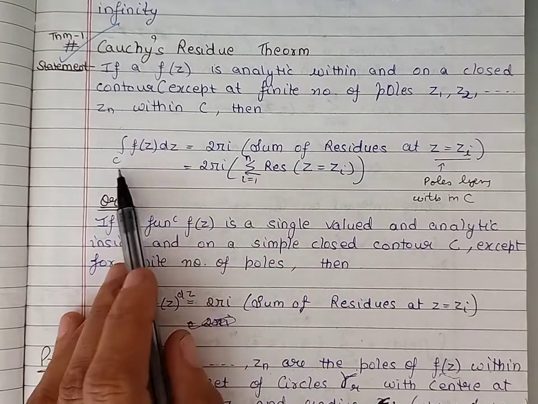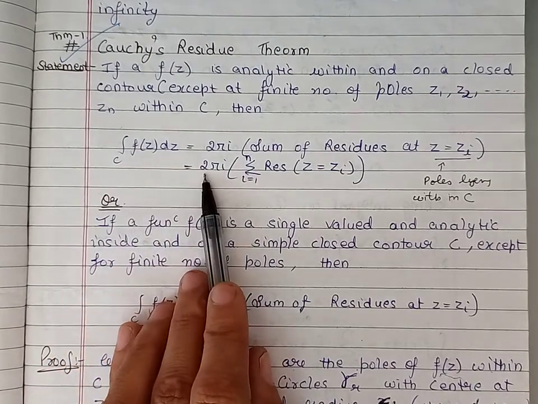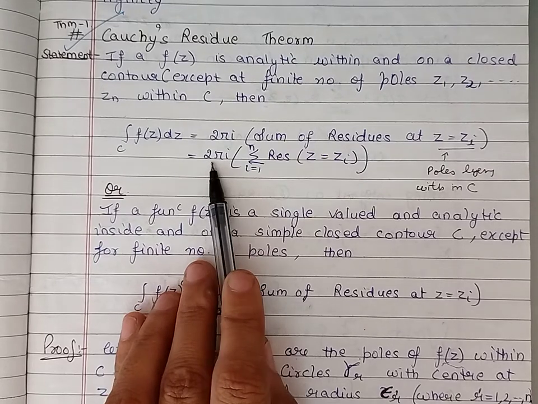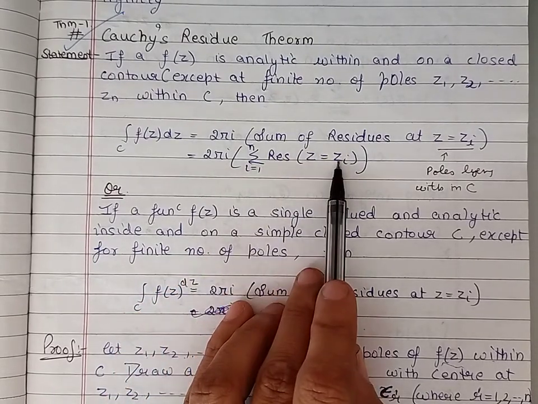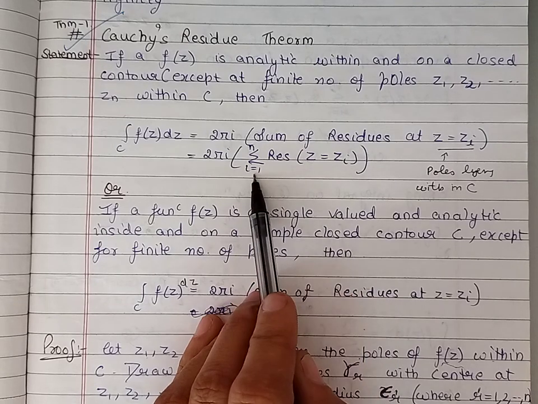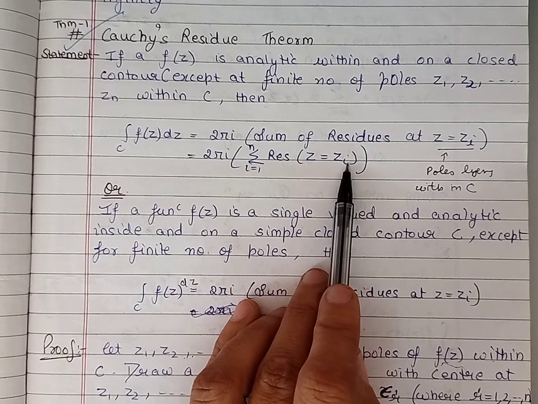It means the integral of the function f over C is given by 2 pi iota into the sum of the residues at z is equal to zi. Here i varies from 1 to n. z is equal to zi are the poles of the function f lying within C.